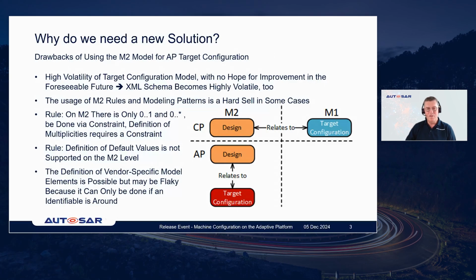The M2 level provides some limited amount to create vendor-specific model elements. But if you are familiar with how the target configuration on M1, called ECUC, works, then you know that this is really no match. On M1, the definition of vendor-specific model elements is much easier and works much better.